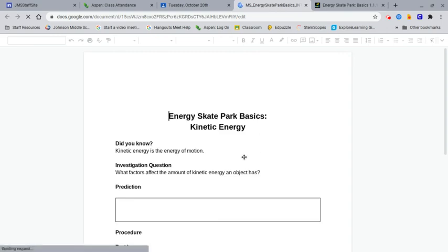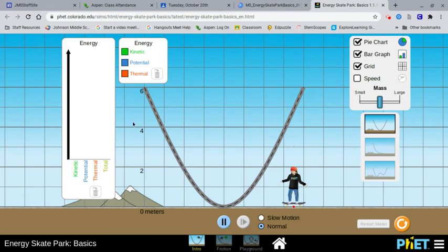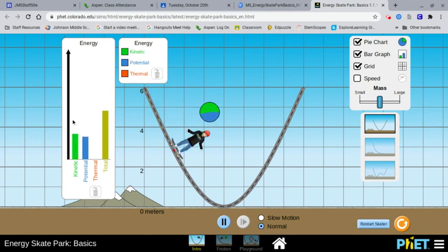Now you're going to be looking at kinetic energy with this skater. As it says, kinetic energy is the energy of motion. Now you're going to be looking at the factors affecting the amount of kinetic energy an object has. This time, you're going to be looking at the green and only the green. So again, you're going to set the pie chart, bar graph, and grid, except this time when you release the skater, you're only going to be tracking what's happening with this green bar. You can ignore the potential and the thermal. But this total also is suddenly important.